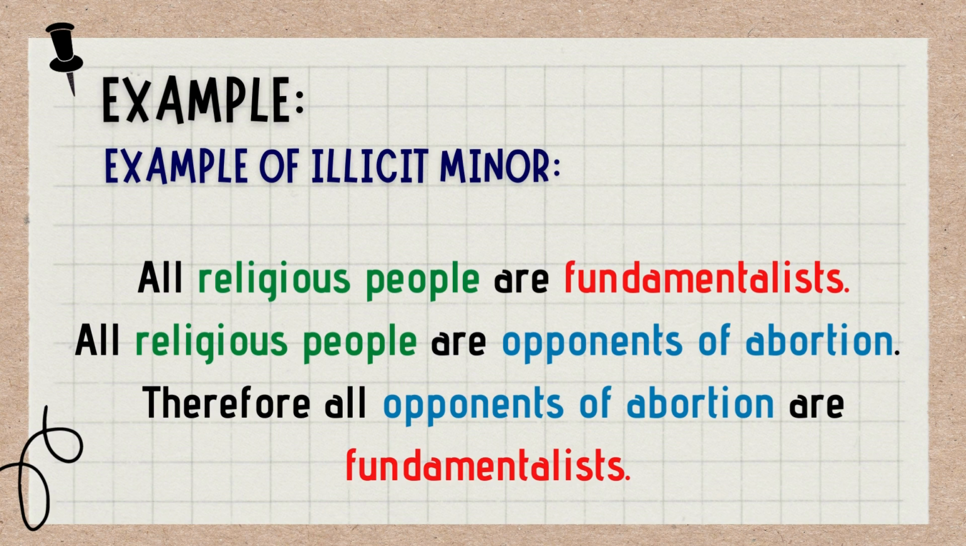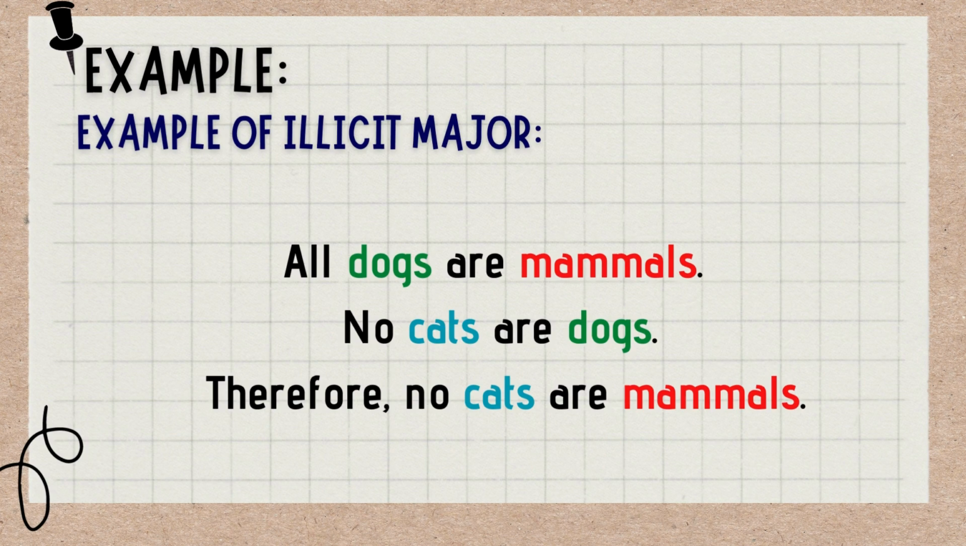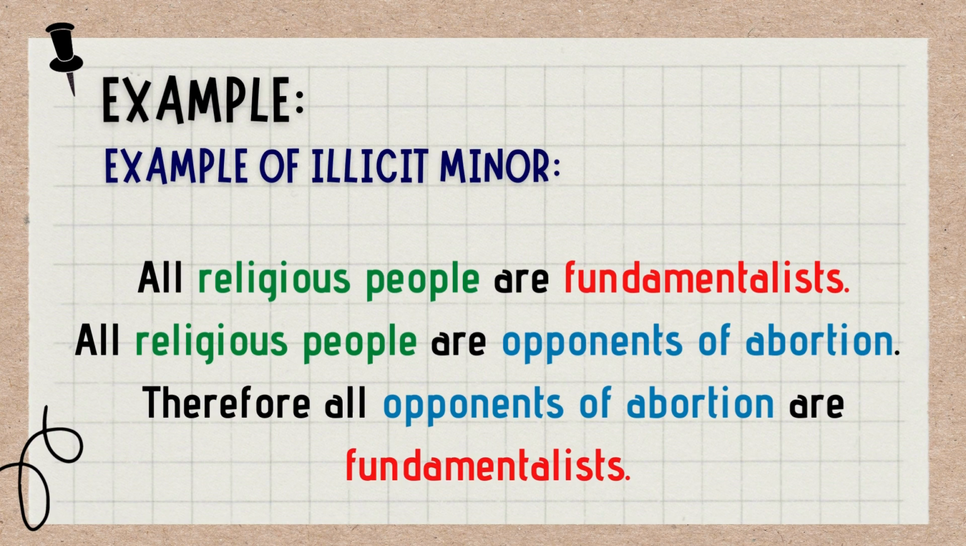So in example one, the fallacy of illicit major has occurred because mammals is distributed in the conclusion but not distributed in any of the premises. Right? All mammals is not present. So it has committed the fallacy of illicit major. This syllogism has committed the fallacy of illicit minor because the minor term is distributed in the conclusion, but not distributed in the premise. All opponents of abortion is not there in the first two premises, only in the conclusion it is distributed.